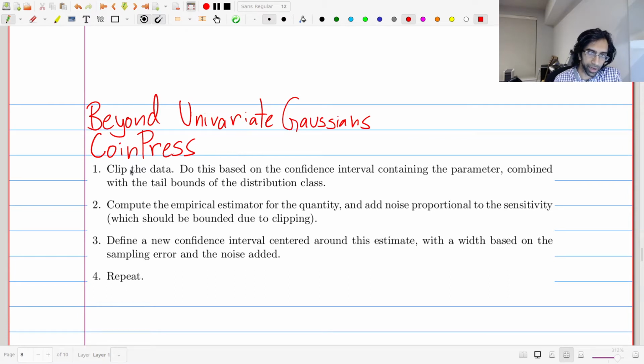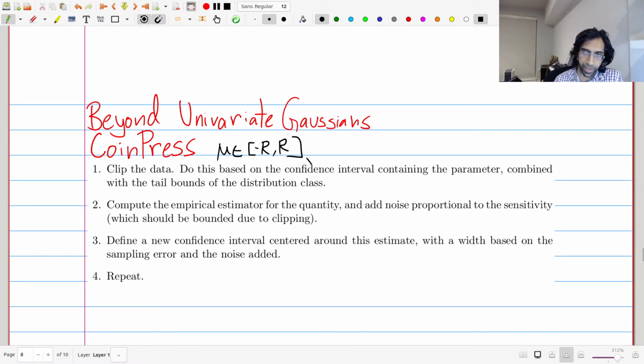the idea is when we're doing coin press, we'll always keep some confidence set, which is going to contain the true parameter that we're searching for with high probability. So for example, at the beginning, we're going to start with mu is in minus r, comma r. So the way the framework works is we start by clipping the data. So we do this based on the confidence interval containing the parameter.